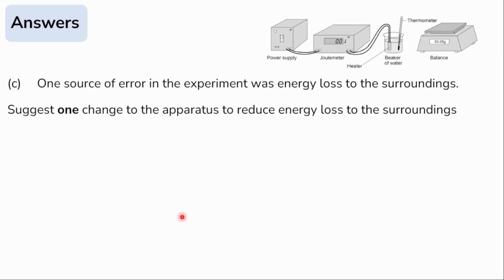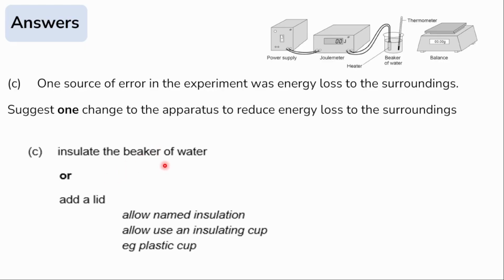One source of error is energy loss to the surrounding. How do we reduce this? You insulate the beaker of water, could add a lid, or you could use a less conductive material, like a plastic cup. You should now be able to describe a method to determine the specific heat capacity of a material.